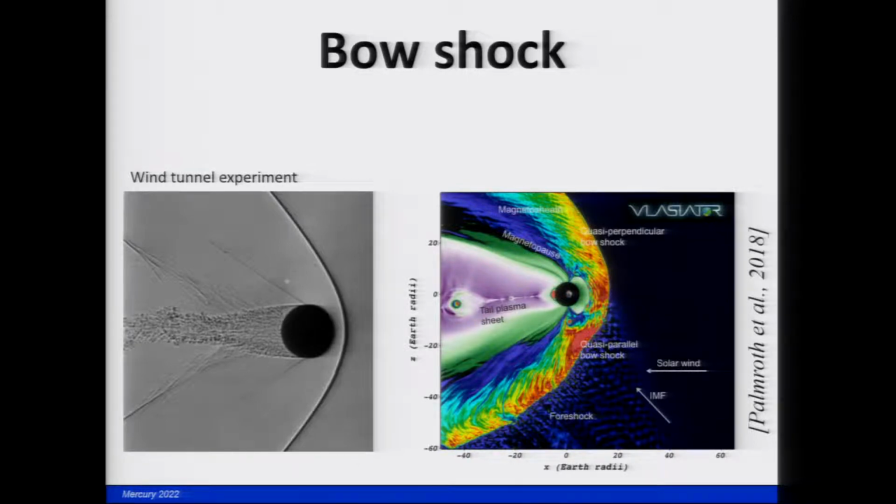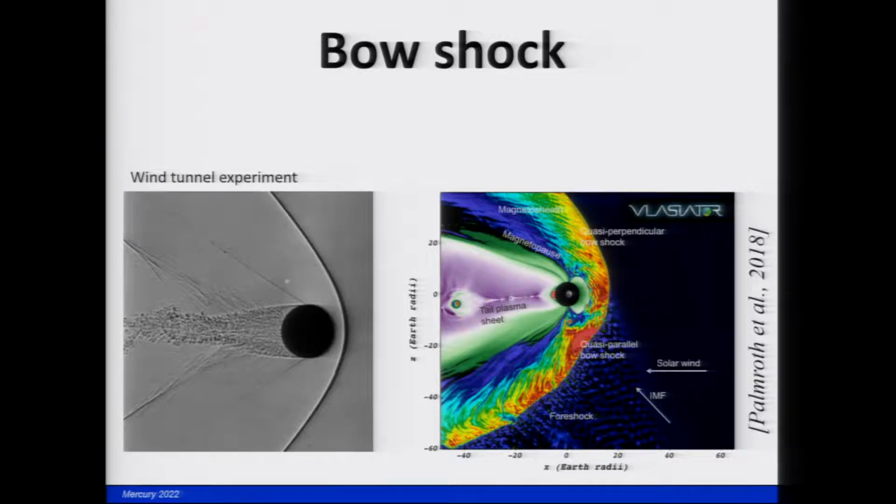So if you have a supersonic gas moving across an object, you will have a bow shock. This is a wind tunnel experiment, where you can see the shape of the bow shock here. And this is a GUMICS simulation, where the supersonic solar wind encounters the Earth's magnetic field, and you can see the very similar shape of the bow shock.